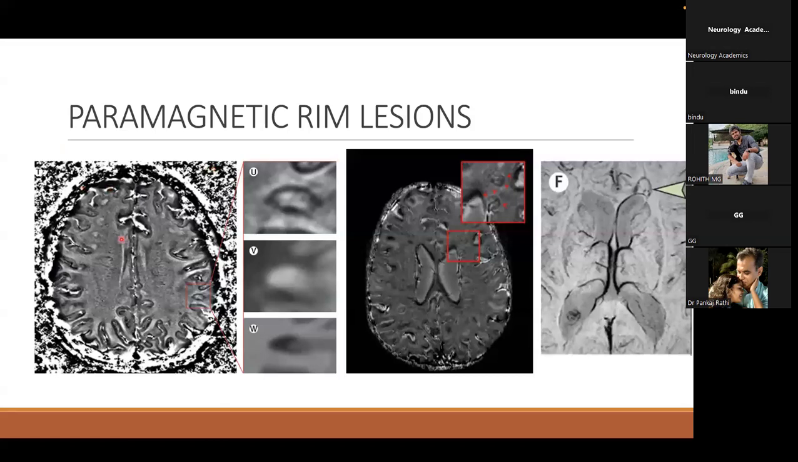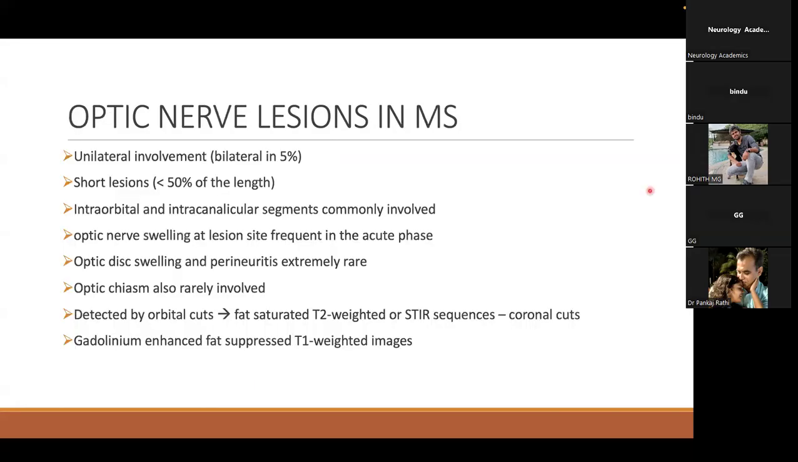In this phase sequence we can see one lesion and it has a hypointense rim around it. So that is a paramagnetic rim lesion. This is the corresponding T2 sequence in which it is hyperintense. And this is a post-contrast T1 sequence in which the core is hypointense and it is not enhancing. So this is a paramagnetic rim lesion. Here also we can see a periventricular lesion with paramagnetic rim. Here also in the SWI image, we can see the periventricular lesion having a paramagnetic rim.